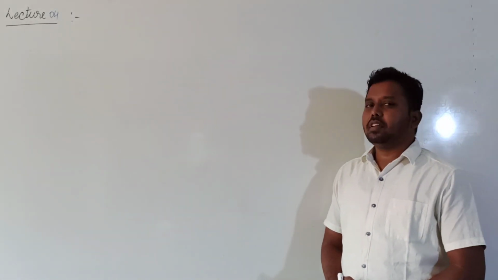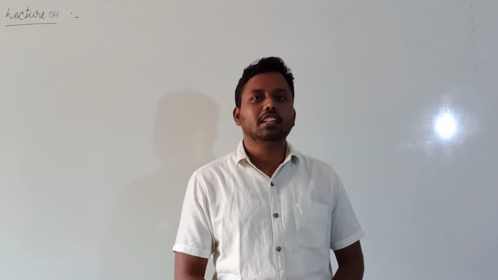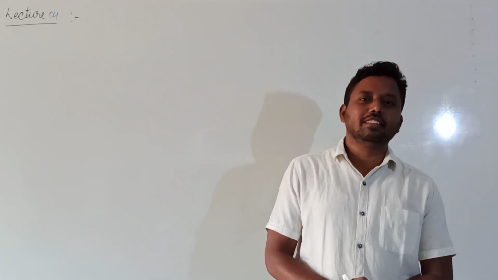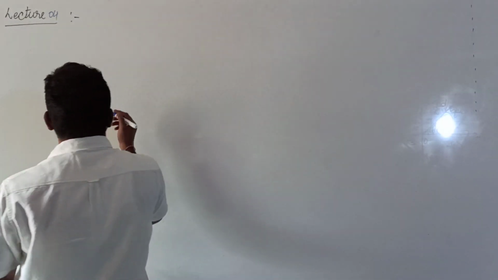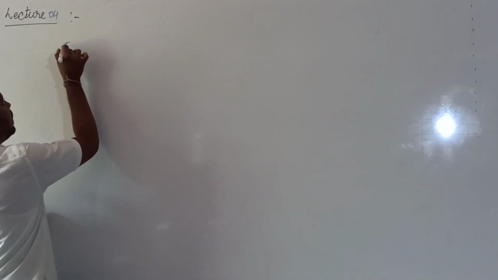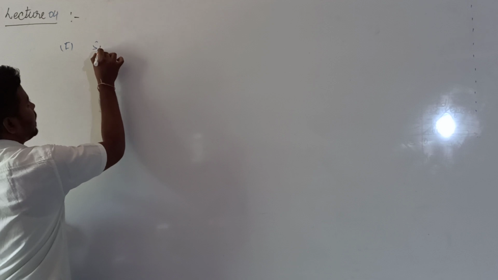We are discussing the chapter oscillations. In that, yesterday we started examples of precession. In those examples, we are discussing the simple pendulum now, the first example. Yesterday we discussed the simple pendulum.